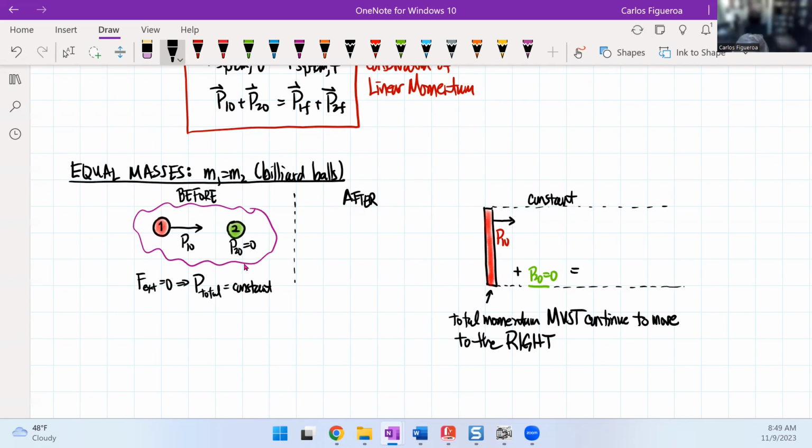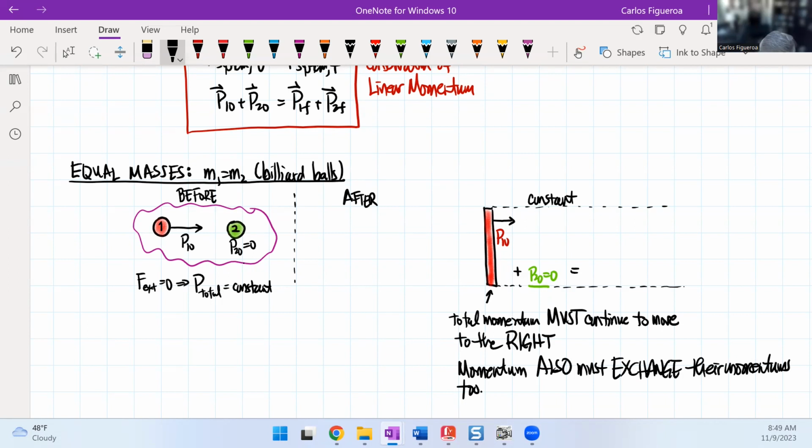But look what happens to P2 here. P2 initial is 0. So the momentums must adjust, but we also find out that there's an exchange of momentums. So what ends up happening here is that the momentums also must exchange their momentums too. In other words, 1 and 2 are going to exchange their momentums.